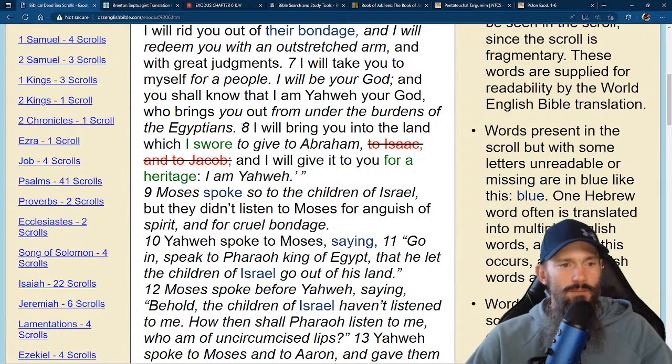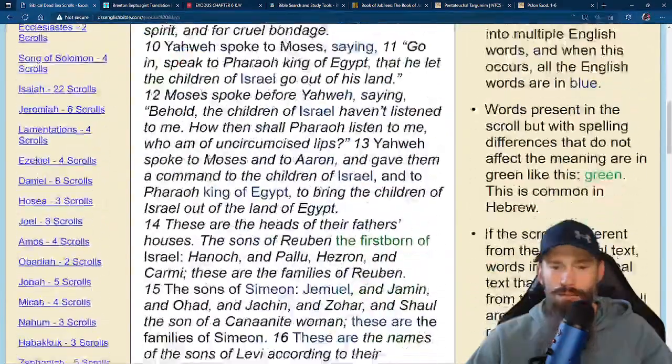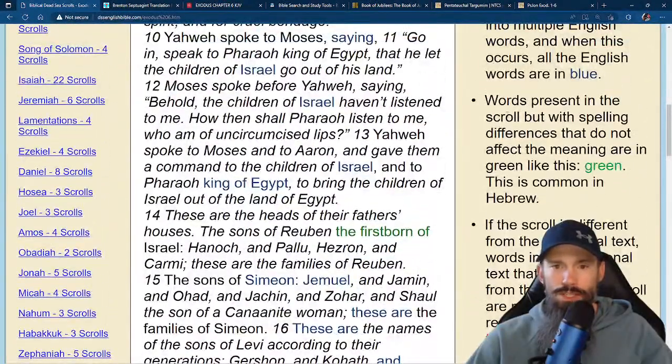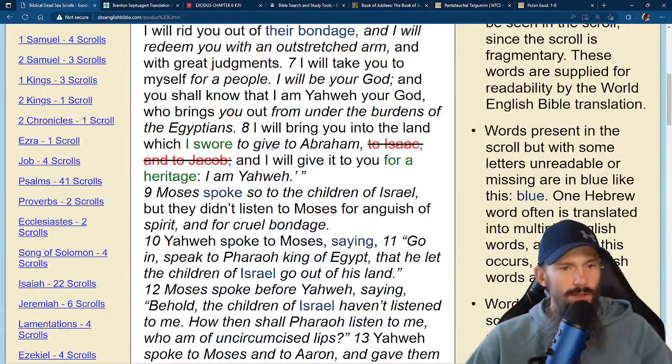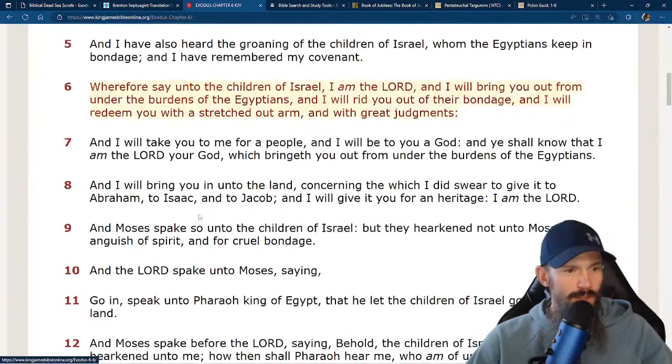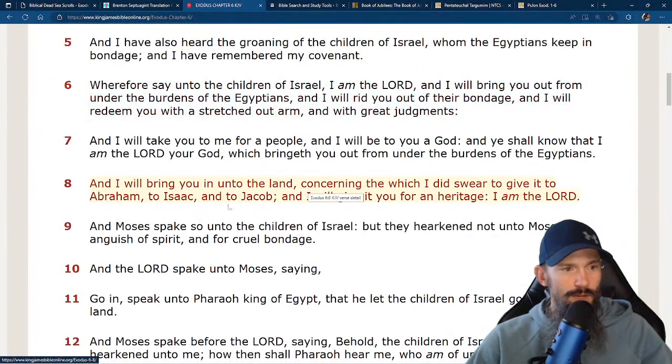So in verse 8 here, we got, he swore, and I swore in green letters. So words present in the scroll but with spelling differences that do not affect the meaning are in green. Common in Hebrew. But you see in verse 8 there. So in the traditional text it's got, I swore to give it to Abraham, Isaac, and Jacob.